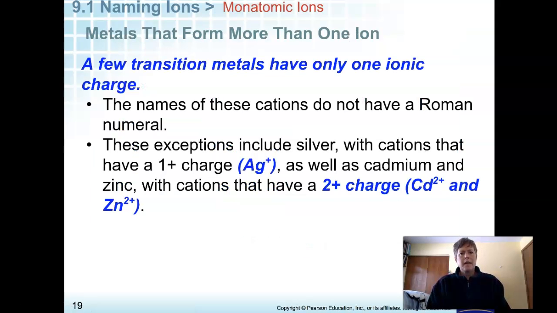And there's transition metals that only do have 1 ionic charge. So I don't want you to think all transition metals are going to require Roman numerals. Only the ones that can form more than 1 charge.